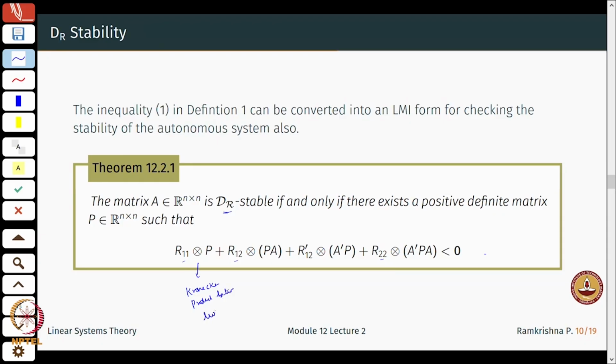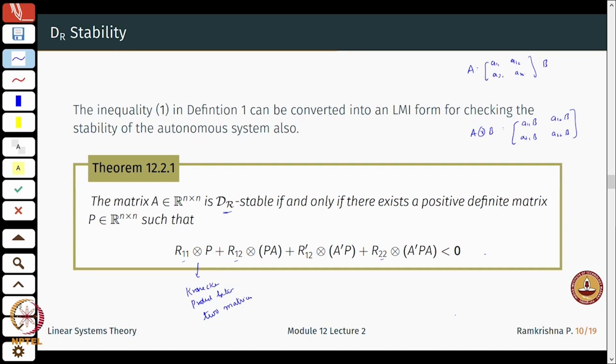Kronecker product between two matrices. In general, if A is a two-dimensional matrix of the form A11, A12, A21, A22, and B is also a two-dimensional matrix, A Kronecker B would be A11 times B, A12 times B, A21 times B, A22 times B.